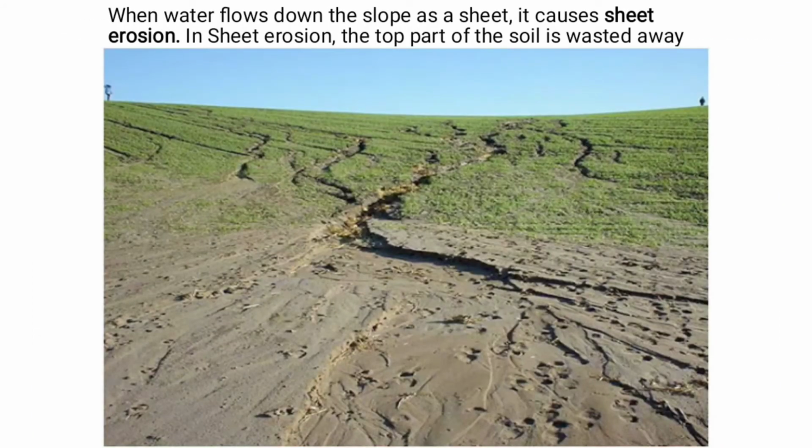Another type of erosion is called sheet erosion. Sheet erosion usually occurs over the slope of a hill, all right? When water flows down the slope as a sheet, it causes sheet erosion. And in sheet erosion, the top part of the soil is washed away by water.